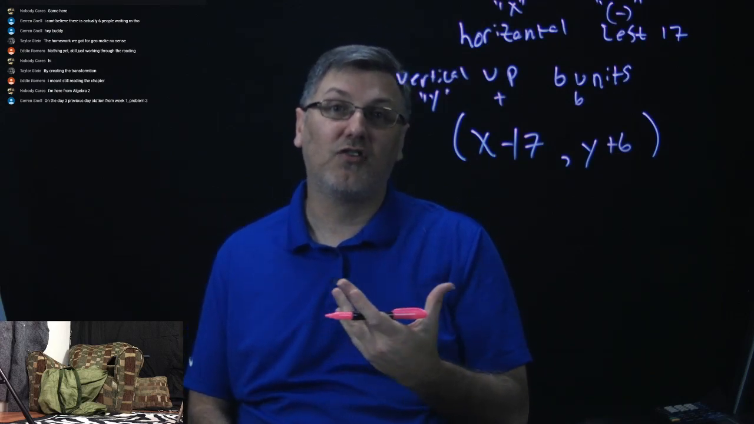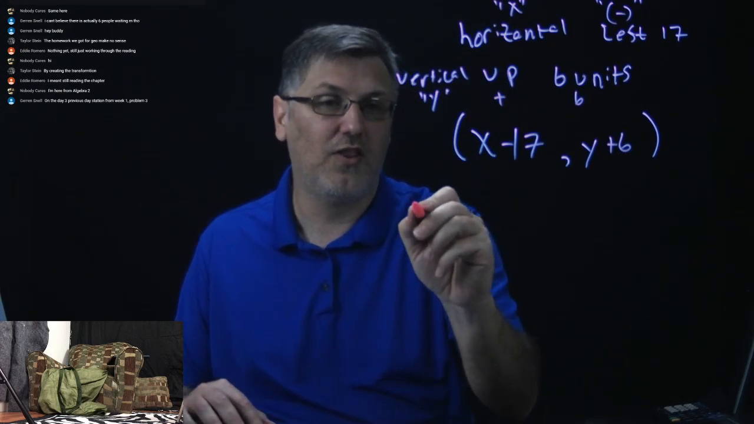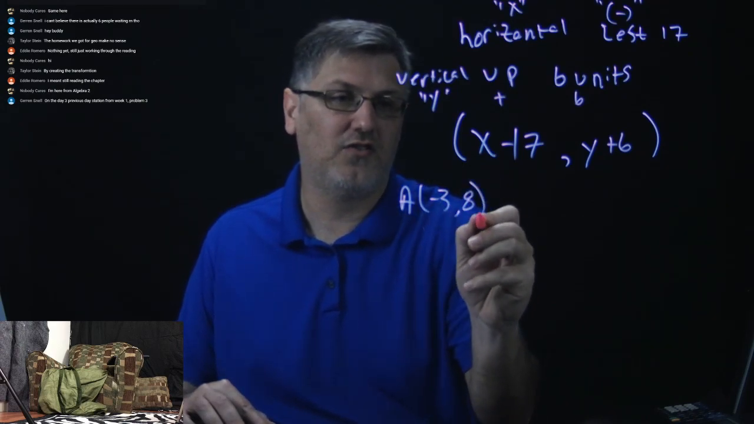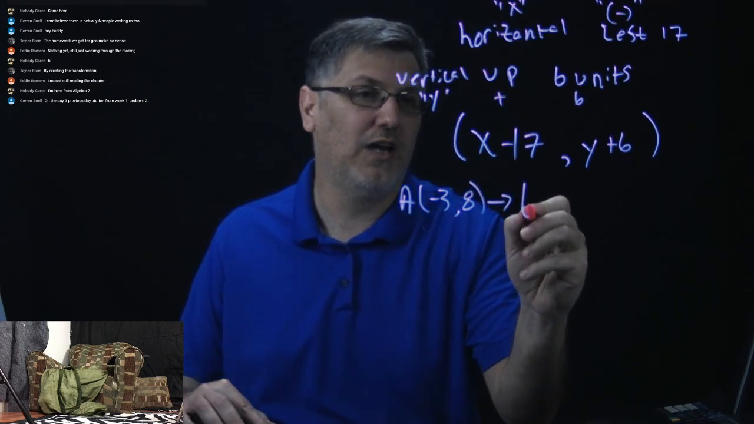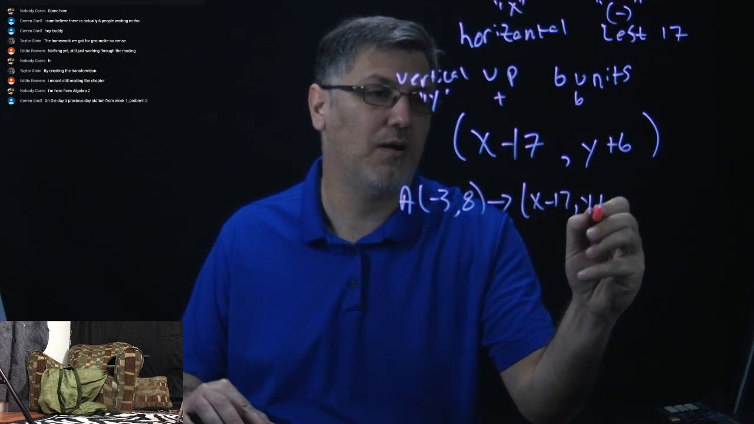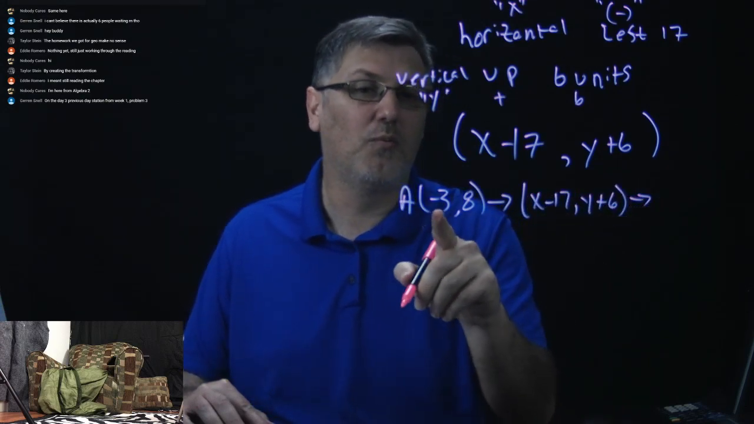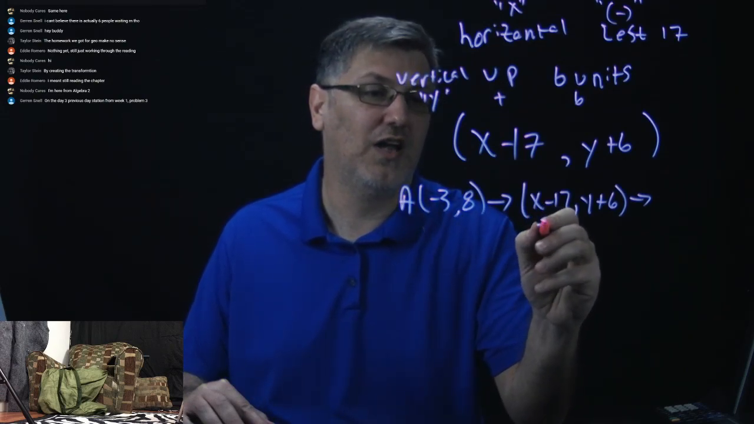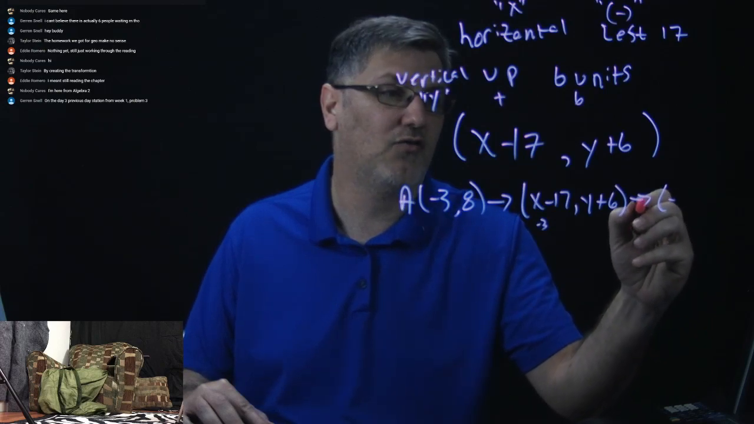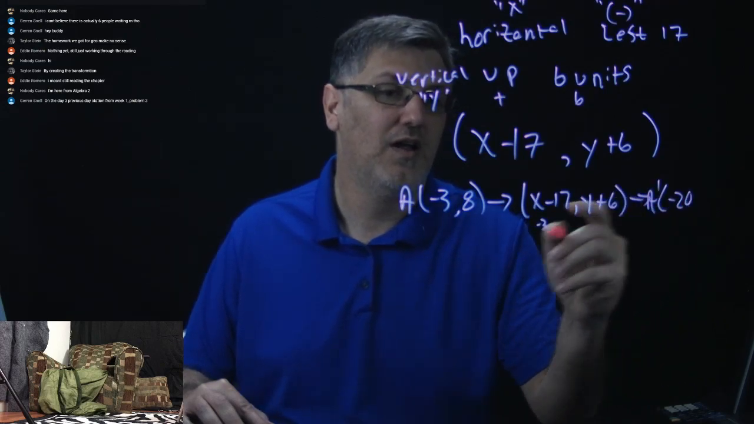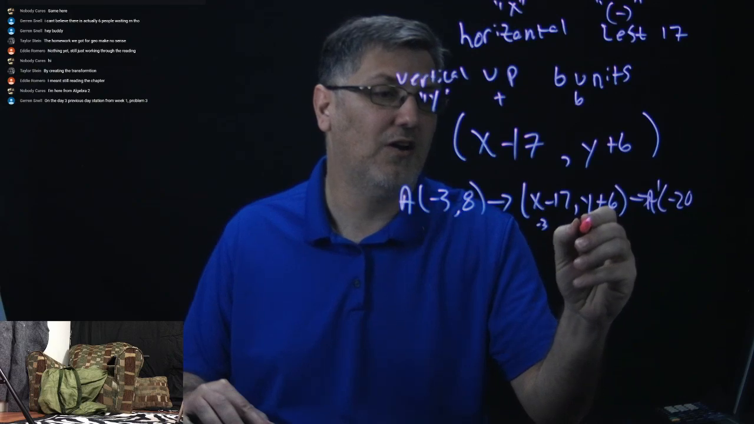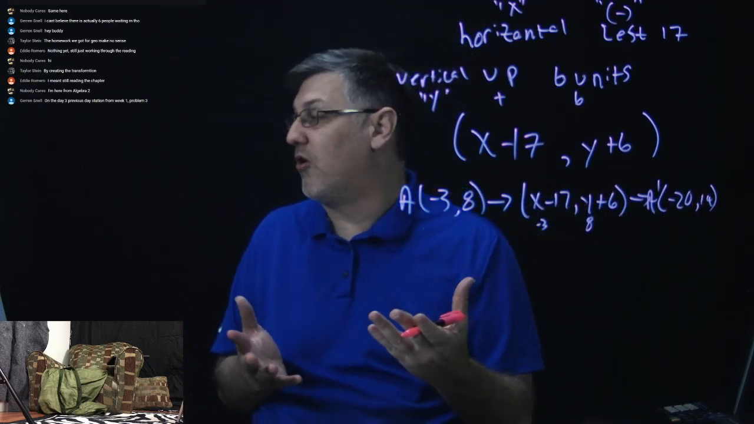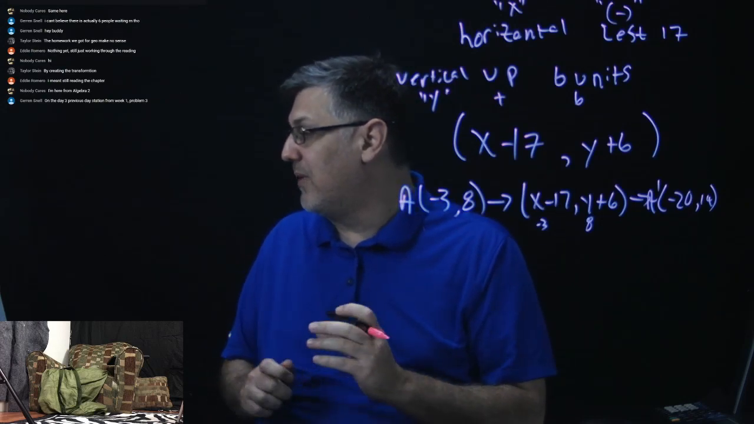And then I tell you to actually do the transformations. And I'll tell you that point A is -3, 8. And that's going to map to this mapping right here, X minus 17, Y plus 6. And then all I'm going to do is take this number and plug it in here. So I'm going to do -3 minus 17. So -3 minus 17 is going to give me -20. And this is going to be my A prime. And we'll take this 8 and I want to plug it in here. And 8 plus 6 is 14. So that's how you're going to work all those problems. Not terribly bad.